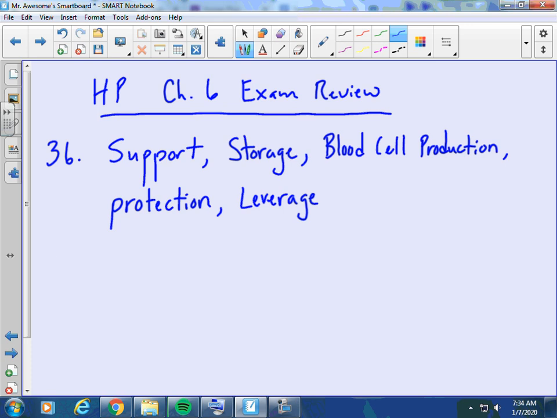Number 37, what are the first 2 cervical vertebrae? Cervical vertebrae are vertebrae in the neck, the cervical region of the body. And the first 2 that you're going to have there are the atlas and the axis. And then I realize my numbering is off on the review. There is no 38 or 39. It goes right to 40.